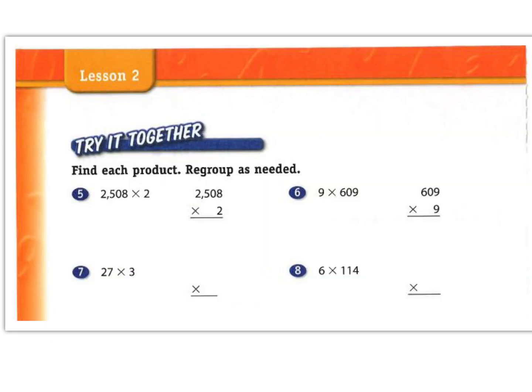So this says find each product, regroup as needed. So notice when it's written like that, they rewrote it over here so that the ones places are lined up. So 2 times 8 is 16, carry the 1. 2 times 0 is 0, plus 1 is 1. 2 times 5 is 10, regroup that 1 or carry it. 2 times 2 is 4, plus 1 is 5. 5,016.